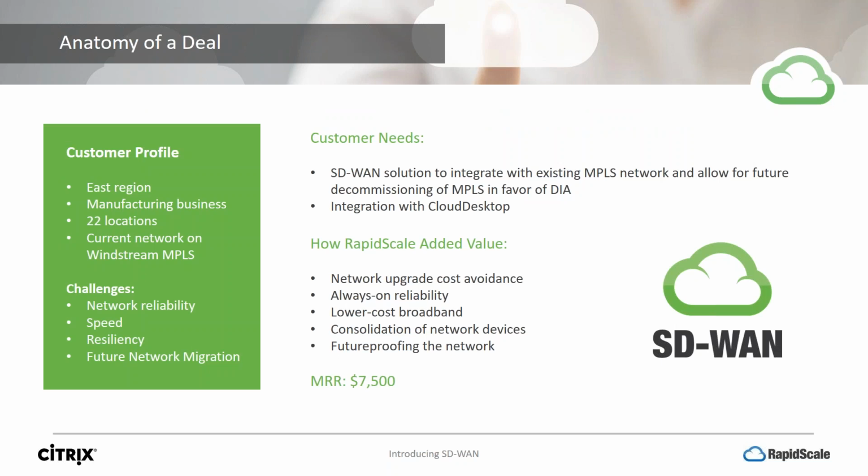So, anatomy of a deal. This is an opportunity we won recently. It's a customer up in, I believe, the Northeast area here. Yeah, in the East region. It's a manufacturing company. They had 22 locations on a Windstream MPLS network. About 3 or 4 of those locations were having constant issues. So if you go back to the previous slide where I mentioned reliability at a handful of branches, this was that exact use case. This particular customer had 3 locations that, for the life of them, they couldn't get to stay online.